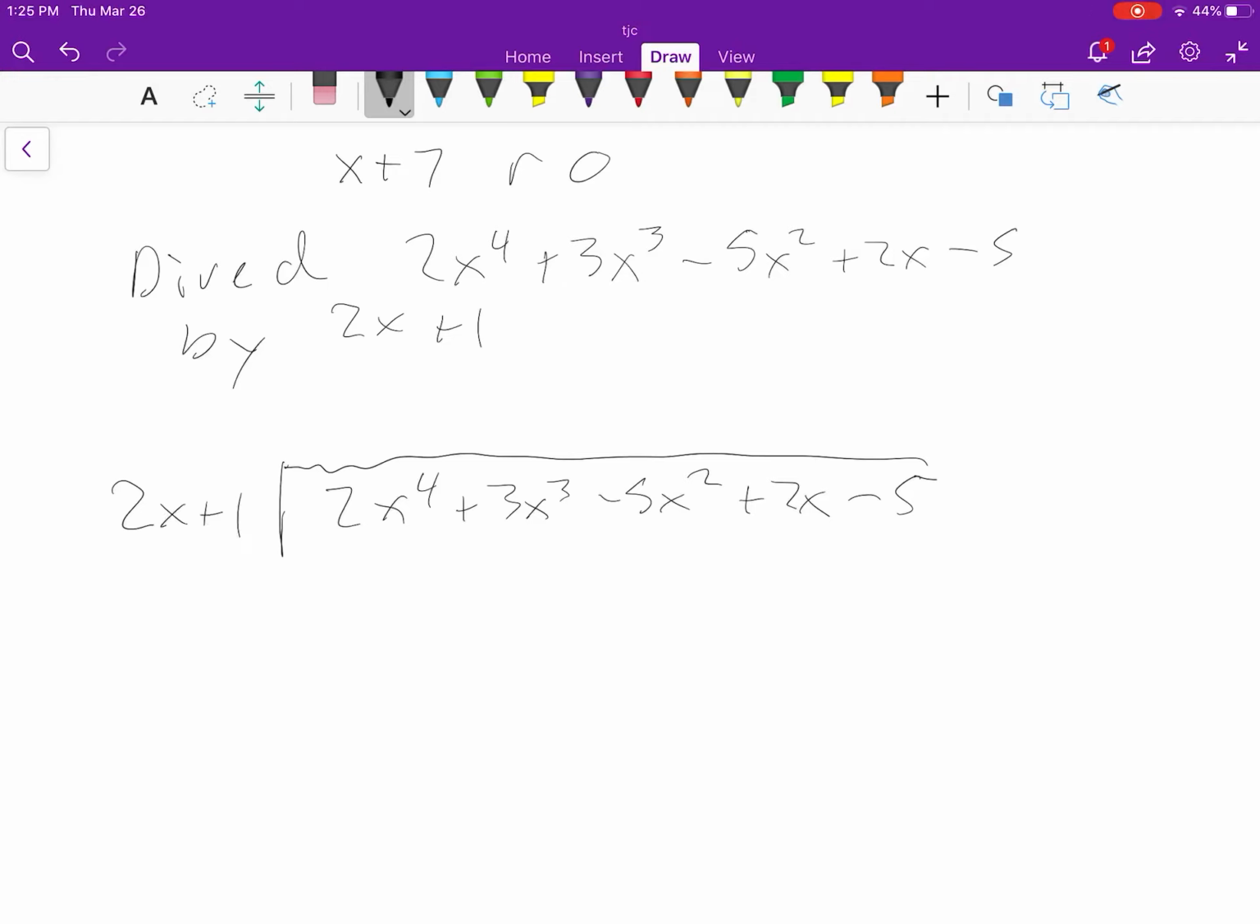So looking here, notice we're not missing any exponents. If you are, you'd need to put them in to use this method. So if we didn't have an x cubed up here, we'd need to put a 0x cubed in. But we do, so we don't have any zeros in. So now, what times 2x will give you 2x to the 4th? So what times this will give you this? All right?